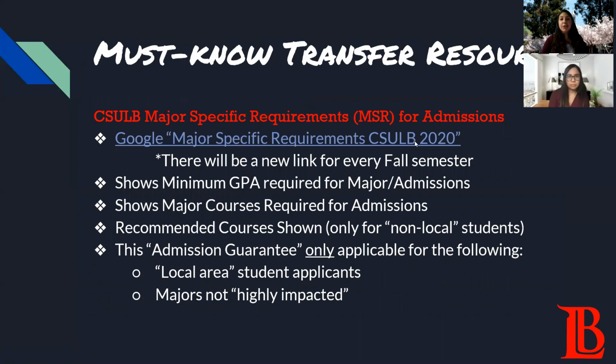More great transfer resources. This is still talking about the local area preference. What is it exactly that I have to meet? Well, you have to make sure that you're meeting the major specific requirements for the year you're applying to. If you just Google major specific requirements, you'll be able to find what those are. They'll tell you the minimum GPA required for your major of admission, the major courses required for admission, and the recommended courses shown for non-local students.